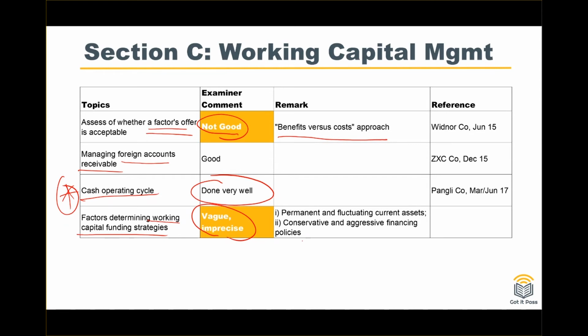For the working capital strategies here, a lot of students are not familiar with permanent and fluctuating current assets and also the conservative and aggressive financing policies. They may only use some simple words to explain them. I remember the question asks for a detailed explanation, with a total of about 8 or 9 marks. So you have to prepare for these questions. You need a precise explanation of permanent and fluctuating current assets and how to finance them.